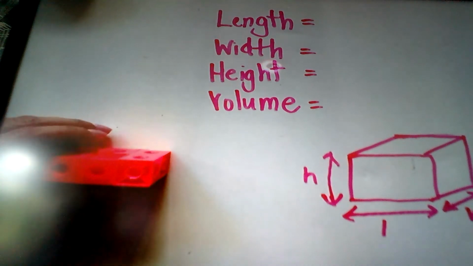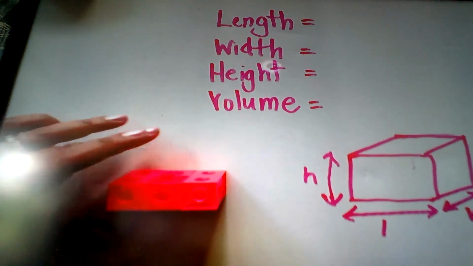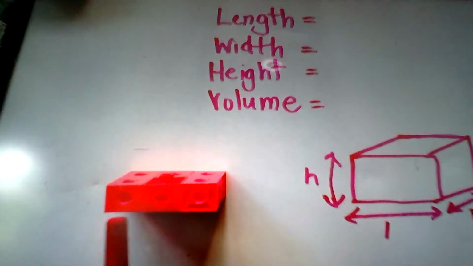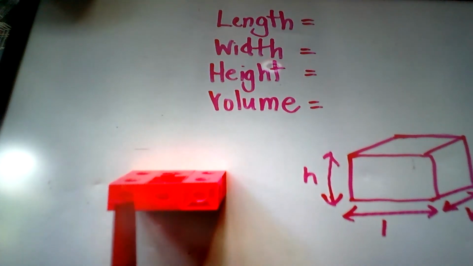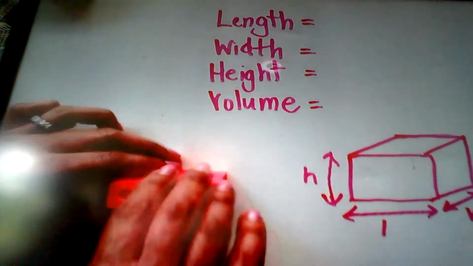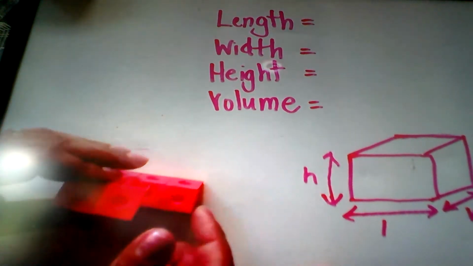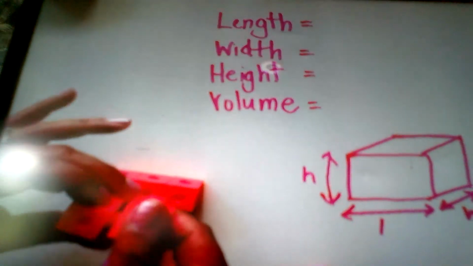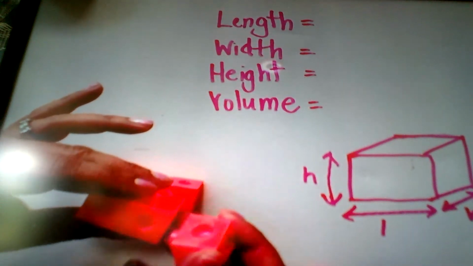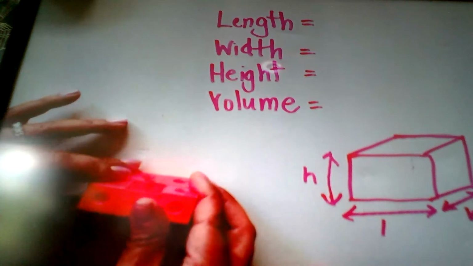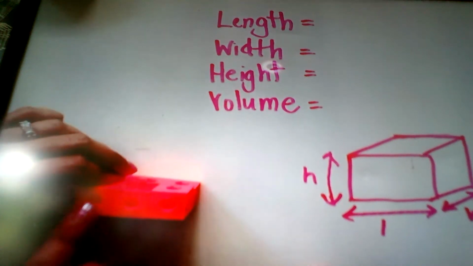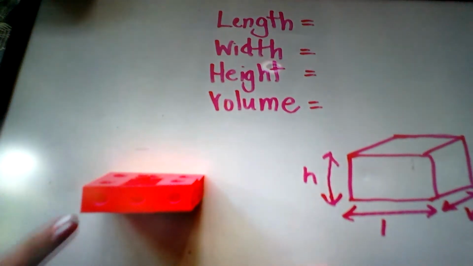So looking at this figure, we can see that our length is 3, because across we have 3 unit cubes. I'll take them apart so you can see. So we have 1, 2, and 3. So the length of this layer is 3. 1, 2, 3.